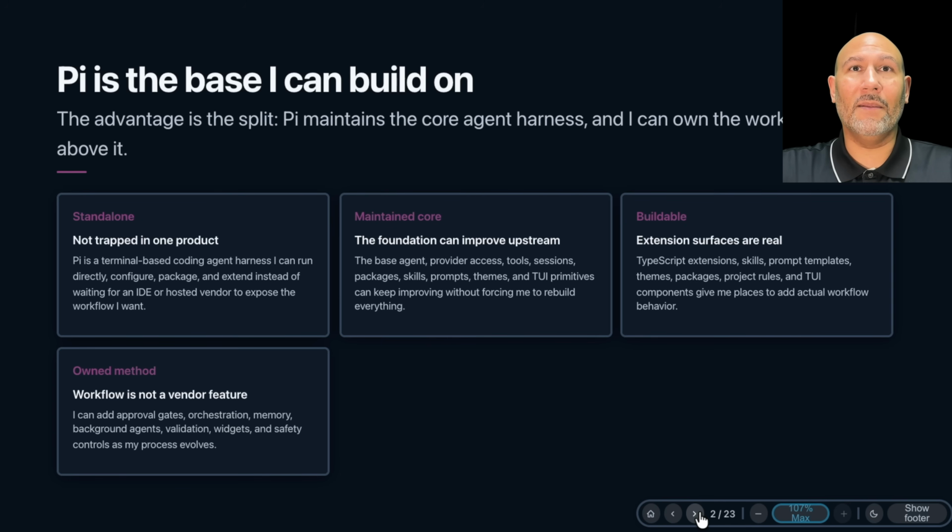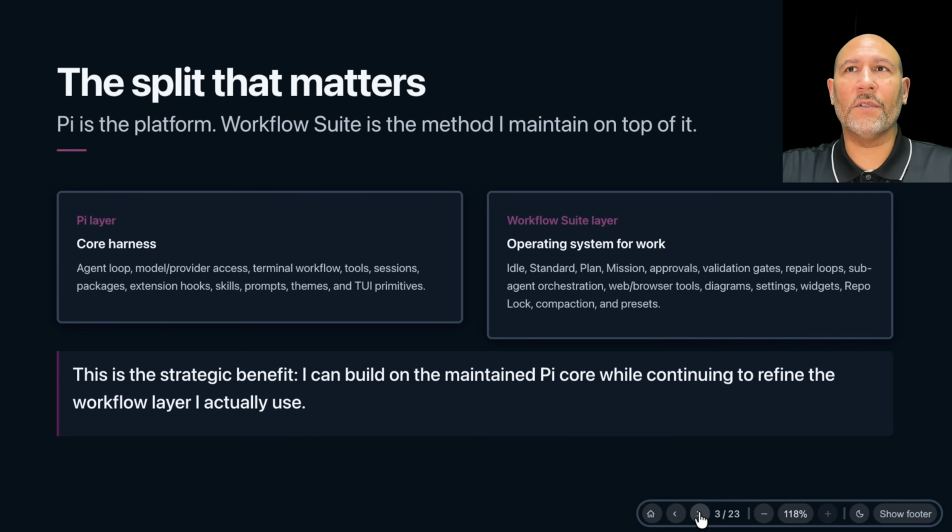So the fact that OpenClaw is built on this gives it very good credibility. So I definitely believe Pi will be around for some time. This is why I decided to go ahead and build my own workflow suite. So Pi is the base you can build on. You've got the core harness, which is the Pi layer, and then my workflow suite, in which there are a lot of other extensions in the marketplace. My workflow suite is the layer on top.